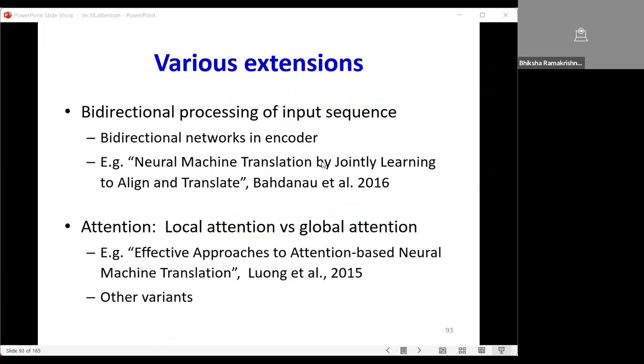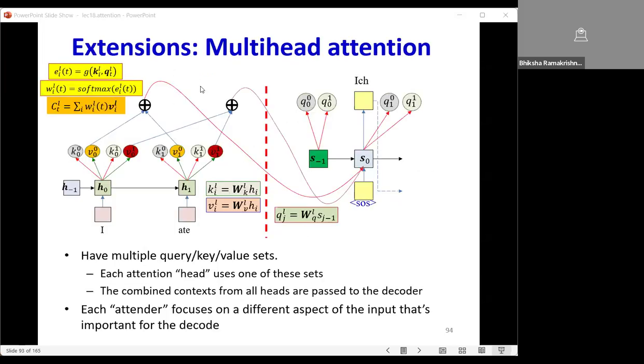So that's the basic model. And there are some other things we can do, like bidirectional processing of the input sequence, where the encoder has bidirectional inputs, or you can have different forms of attention, local versus global attention. There have been a whole ton of papers on these various extensions.